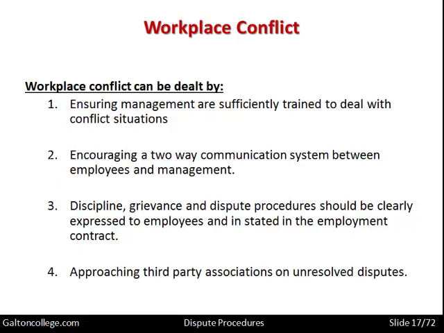It could be that the conflict is dealt with by approaching a third-party association on unresolved disputes. Sometimes management and workers can't agree, so they're at an impasse. There's no way forward. They're stuck. They can't agree on the particular problem. They can't resolve it. In which case, perhaps an outside agency can be brought in to look at it. And we'll talk about this later in these slides. We'll talk about outside agencies and how they can be involved. But it could be that the problem will have to be looked at by somebody neutral, somebody outside, somebody who's not directly involved, to try and break the deadlock.